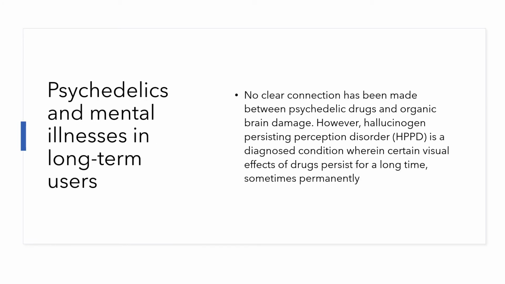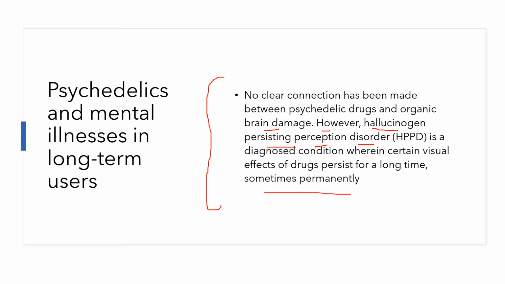There is now psychedelics and mental illness in long-term uses. Although we are saying all this, no clear connection has been made between psychedelic drugs and organic brain damage. However, there is a particular condition called hallucinogen persisting perception disorder, a diagnosed condition wherein certain visual effects of the drug persist for a long time, sometimes permanently.